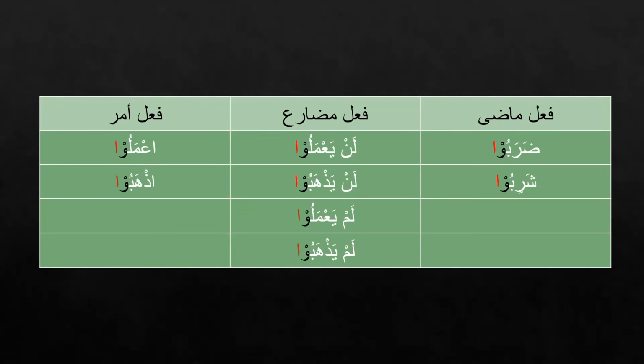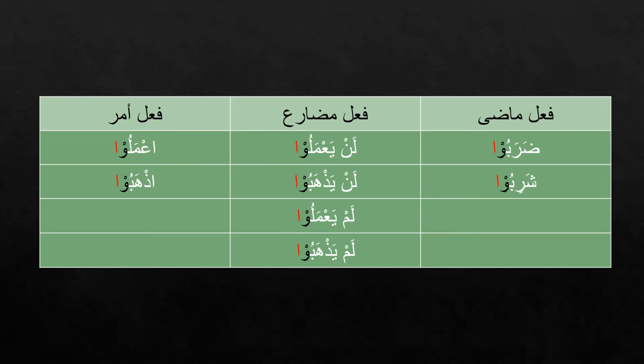And if we are going to attach any damir muttasil, we need to drop this Alif Al-Fariqah. For example, if we put here anta, darabuka. We need to drop this. They hit you. So we need to drop this Alif Al-Fariqah to attach our damir muttasil. Darabuka, darabuhu, darabuna. We need to drop this Alif Fariqah, just like sharibu and amalu, layamalu. Again, if we are adding damir muttasil to the end of the words, we need to drop these Alif Al-Fariqah in our sentences.